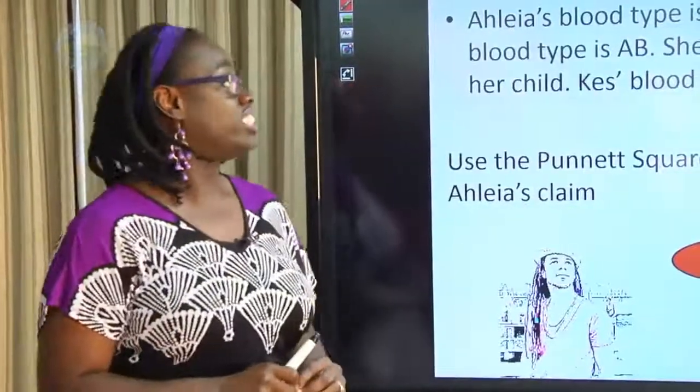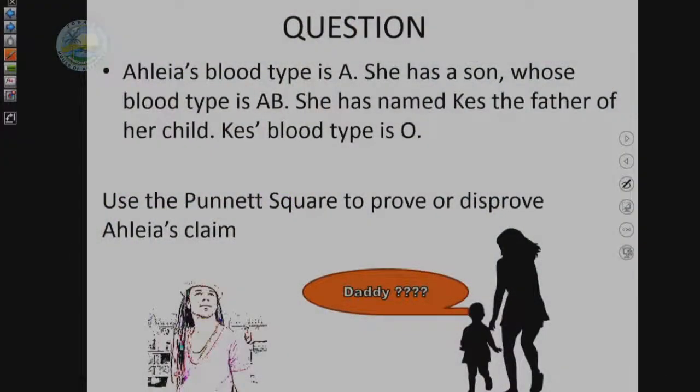So let's look at a question. Aaliyah's blood type is A. She has a son whose blood type is AB. She has named Kes the father of her child. Kes's blood type is O. Use the Punnett square to prove or disprove Aaliyah's claim.